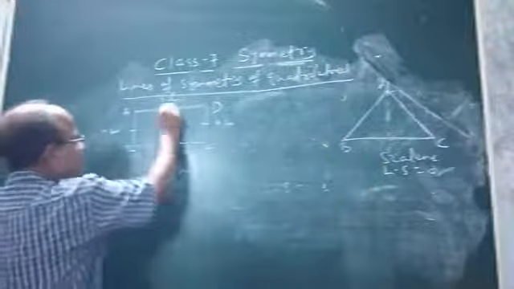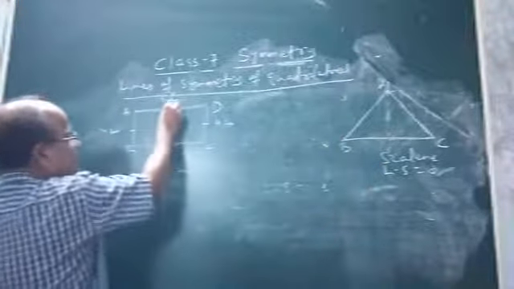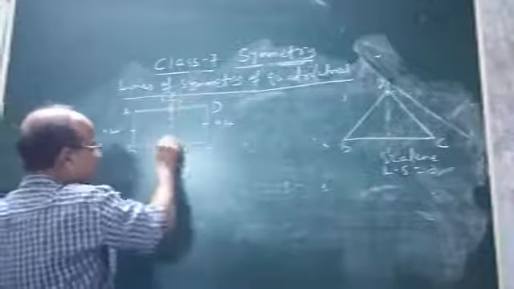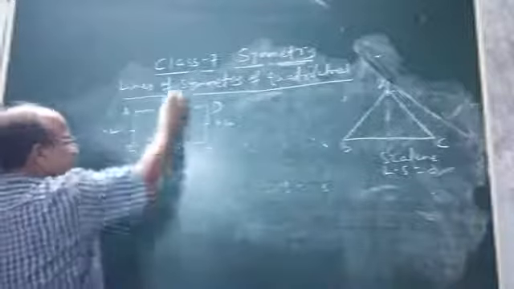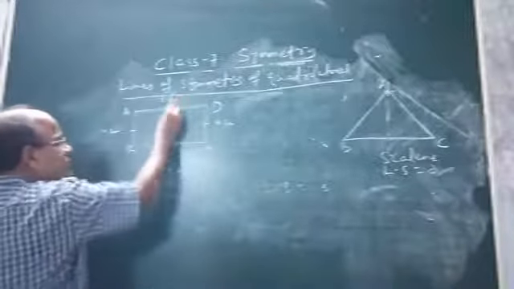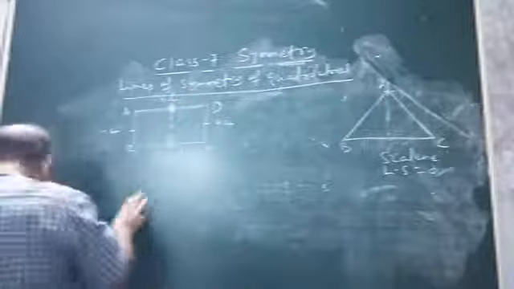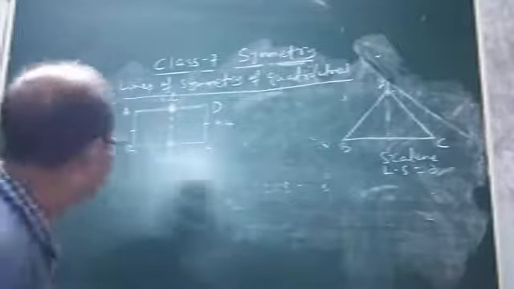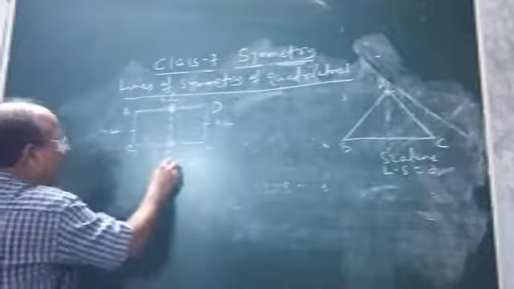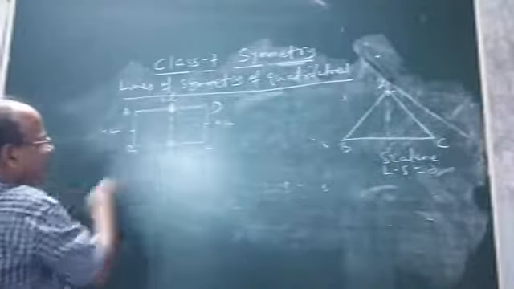Suppose this is the midpoint of AD and this is the midpoint of BC. Now you draw the dotted line through these two points. This will be one line of symmetry.